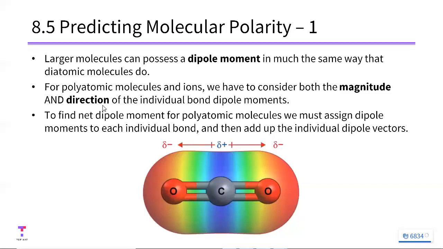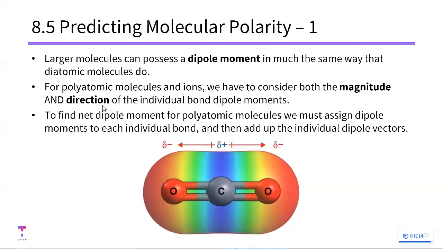So with polarity, what we are looking for is something called a dipole moment. Dipole moment is basically a description of an unevenness of sharing in the electrons across an entire molecule.